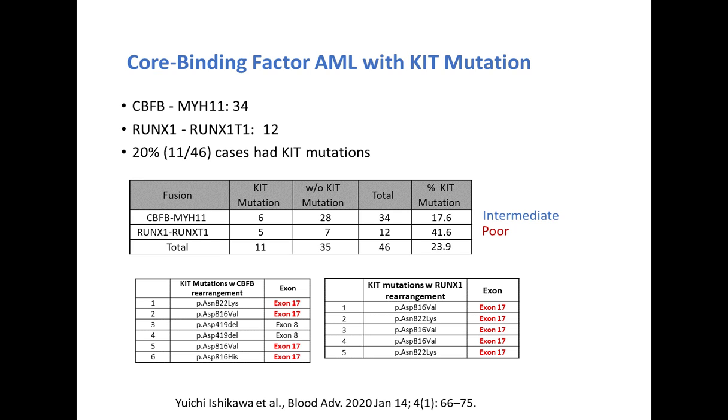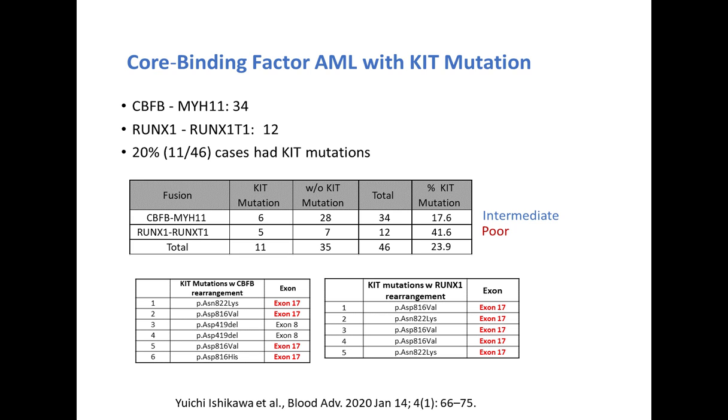This is the core binding factor AML with Kit mutation. Totally, we have 34 patient samples with core binding factor CBFB rearrangement. 12 samples have RUNX1-RUNX1T1 translocation. If you look at the table on the bottom, CBFB translocations in total, we have 34 patients. 6 of them had a Kit mutation, and 4 of these are on exon 17.